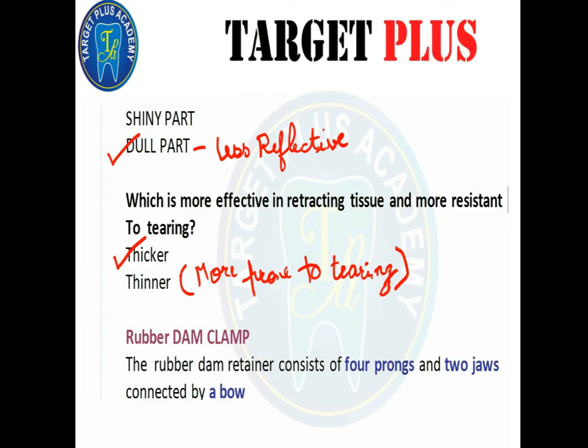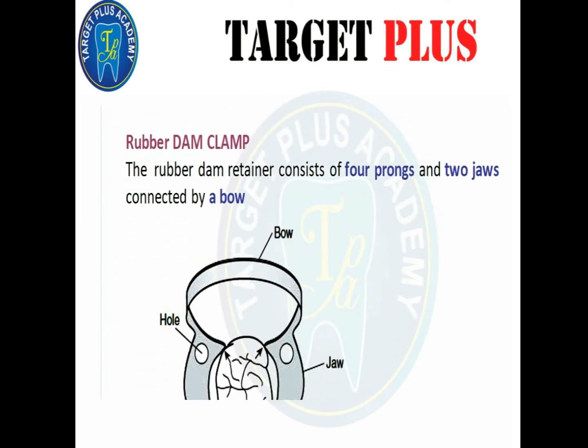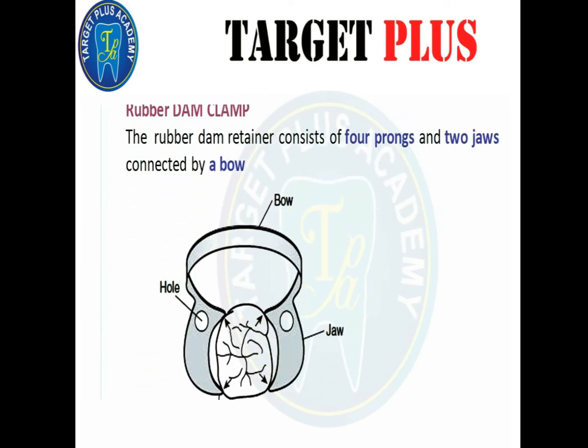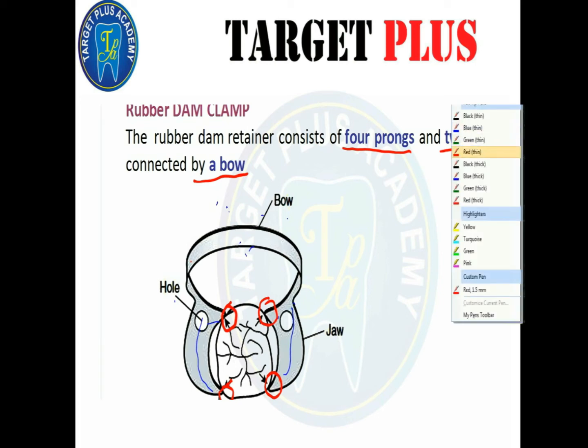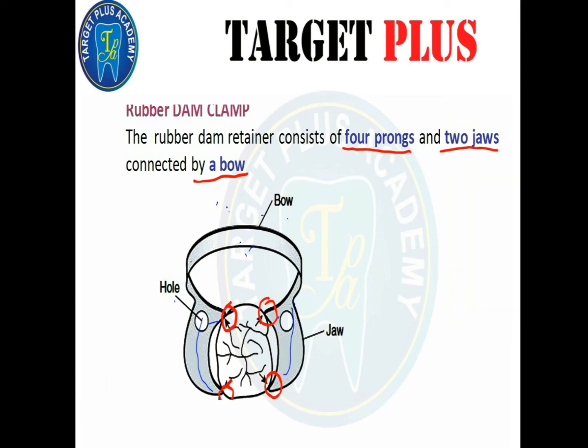Now we discussed that rubber dam clamp consists of 4 prongs, 2 jaws connected by a bow. Now let us see, these are the 4 prongs you can see at the 4 corners of the tooth, and these blue are the 2 jaws that can be seen, and these prongs and jaws are connected by this green bow.